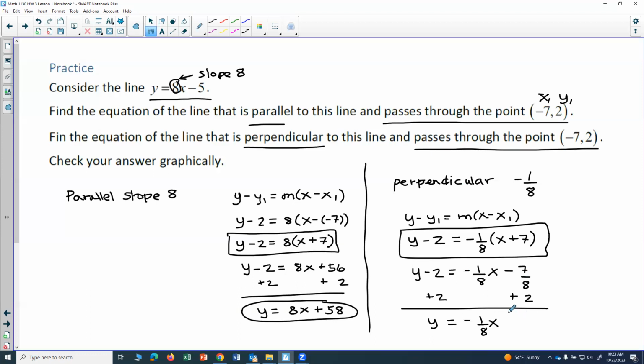And then I have to figure out what negative 7/8 plus 2 is. Now, you could get a common denominator and say, okay, 2 is the same as 16/8. So 16/8 minus 7/8 would give us a plus 9/8. That would tell us.